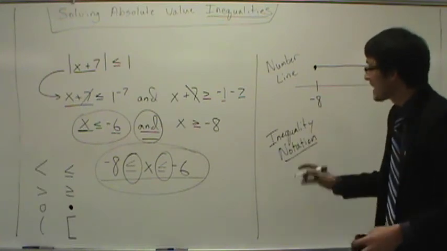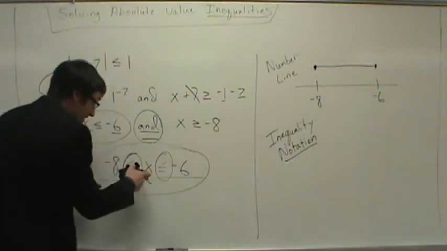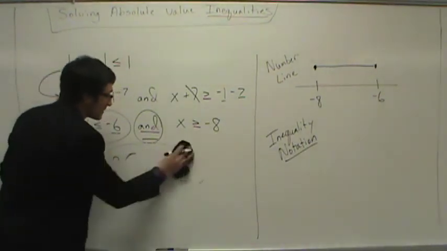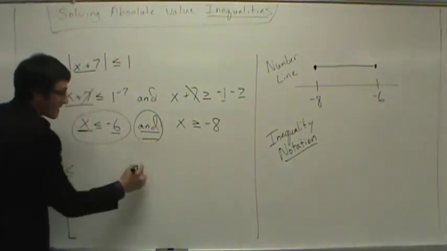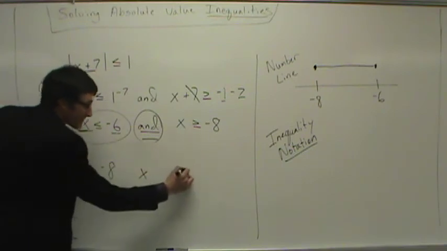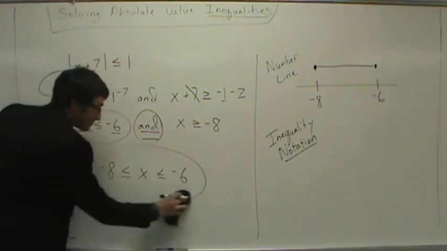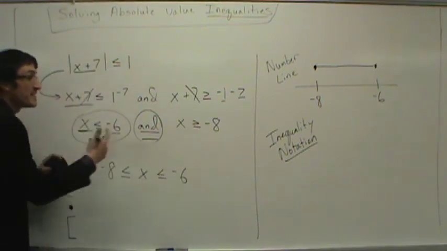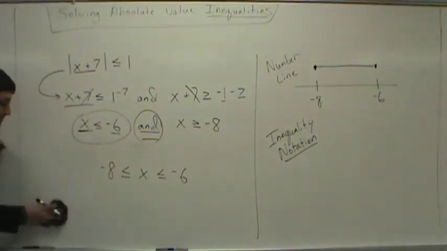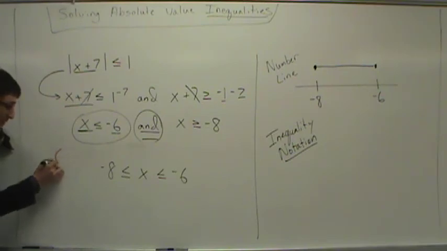Inequality notation is a fancy way of saying this. Okay, so I'm going to rewrite this. X is between -8 and -6. Signs always point to the left. Okay, a fancy way of saying this. Maybe think of it this way. You can put a brace. Okay, so simply put a brace.